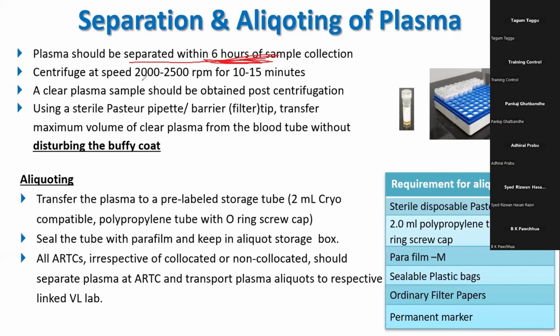And centrifugation has to be done at 2000 to 2500 RPM for 10 to 15 minutes. Please do not do it only for 5 minutes, as it might lead to microclot formation or improper separation, or unclear buffy plasma generation. Ensure that you have a very clear plasma.